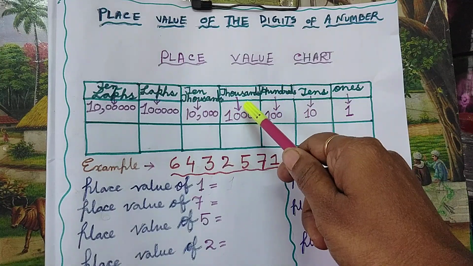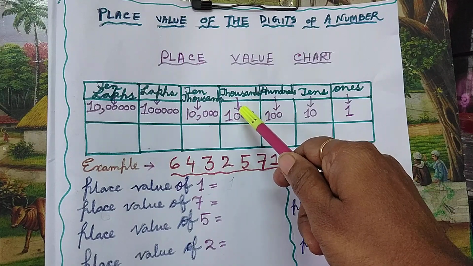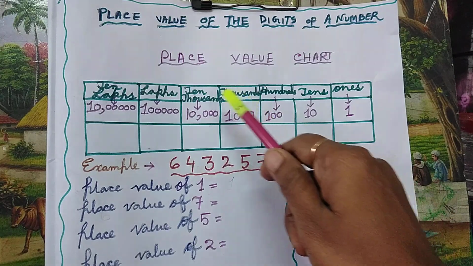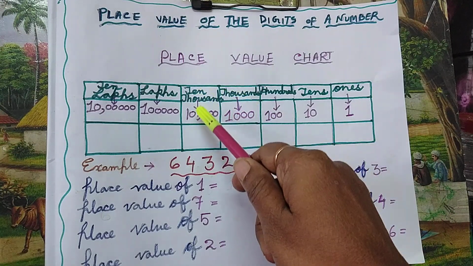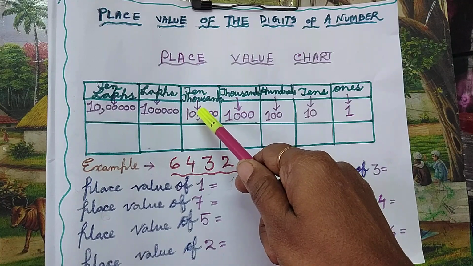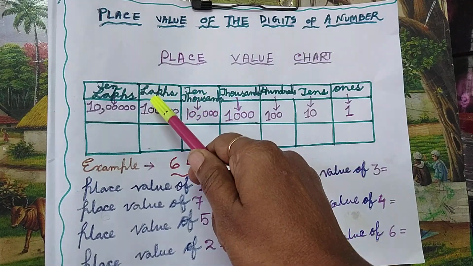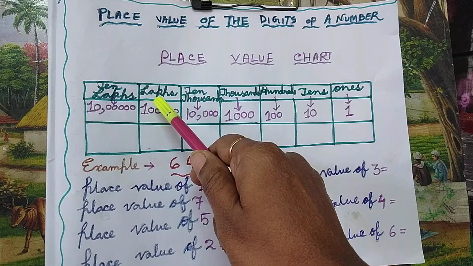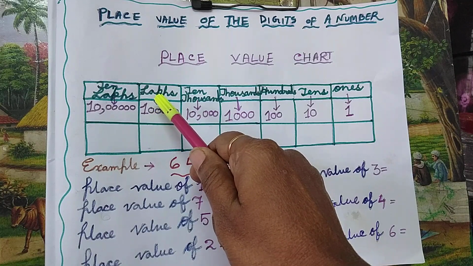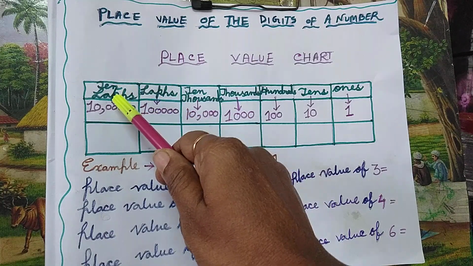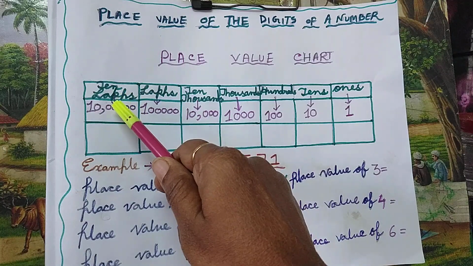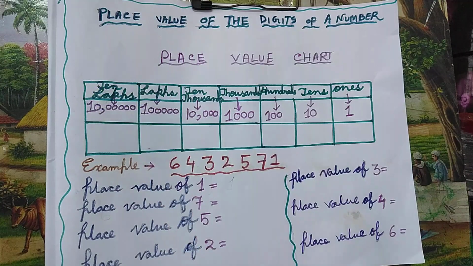The fourth house or fourth place belongs to thousands. The fifth house or fifth place belongs to 10,000s. The sixth house or sixth place belongs to lakhs. The seventh house or seventh place belongs to 10 lakhs.